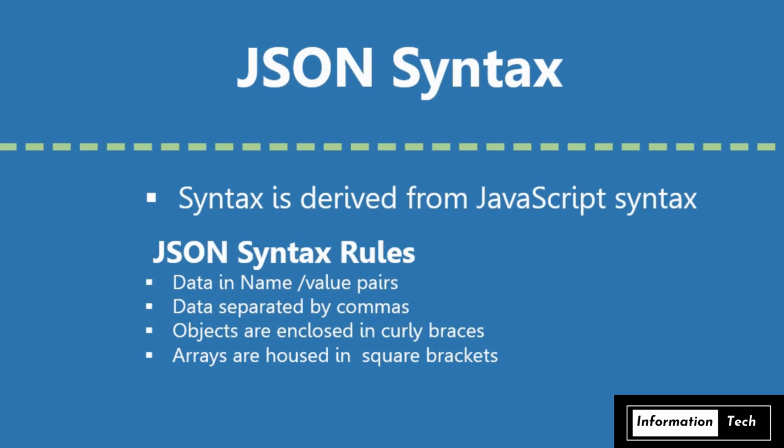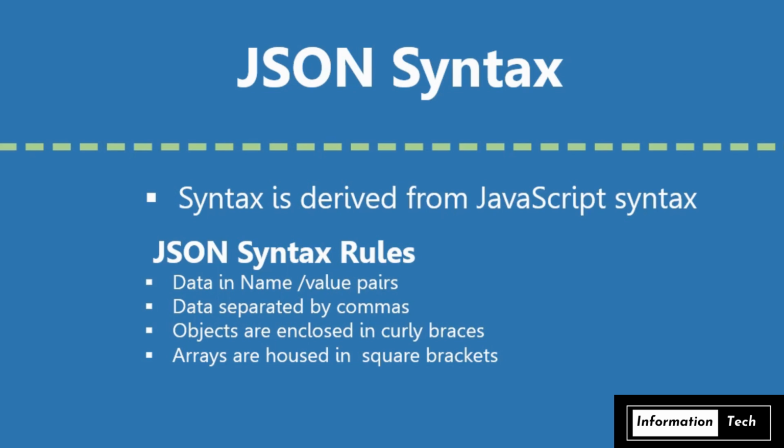The data in JSON must have a name paired value. That is, the name object must have a name, and then it must also have a value. So they must be in pairs. The data is separated by commas. So where you have several pairs, you separate them with a comma.